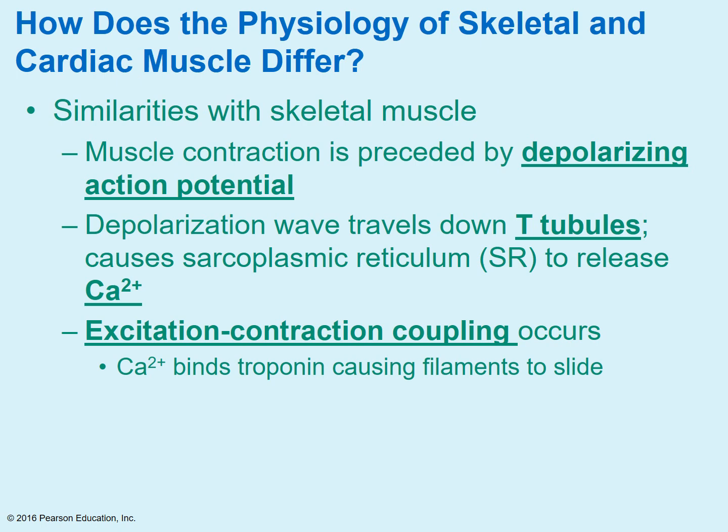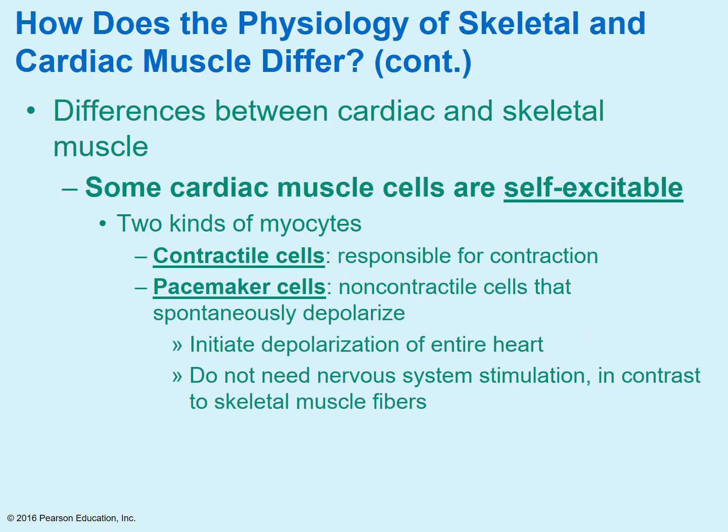It's going to cause the sarcoplasmic reticulum to release calcium. And there's going to be some coupling that will occur in terms of the calcium binding to troponin, and sliding filaments. Now, some of the differences are that cardiac muscle cells are self-excitable. So there's contractile cells and pacemaker cells. Contractile cells are responsible for the actual contraction.